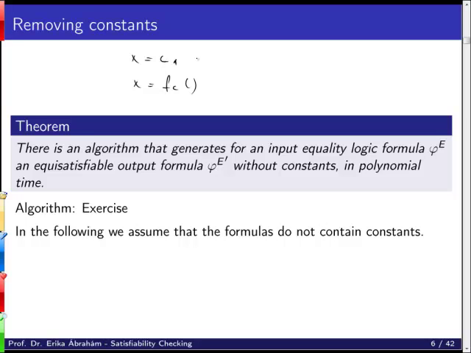Assume we have x equals 5, with equality, and the domain is the natural numbers, and y equals 4, and x equals y. This formula is not satisfiable, and now I would like to generate a formula which does not contain the constants 4 or 5.